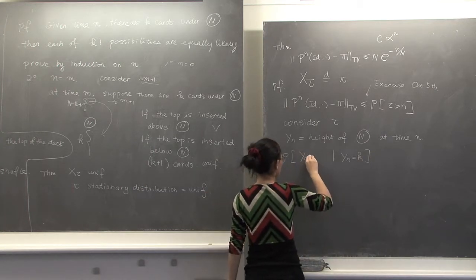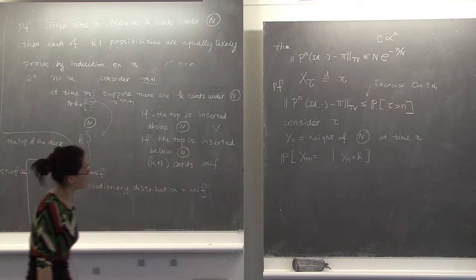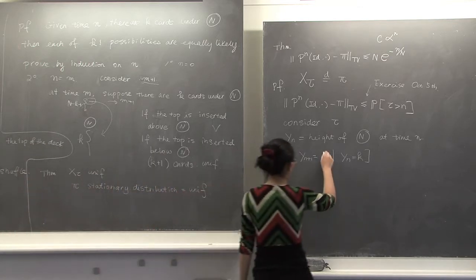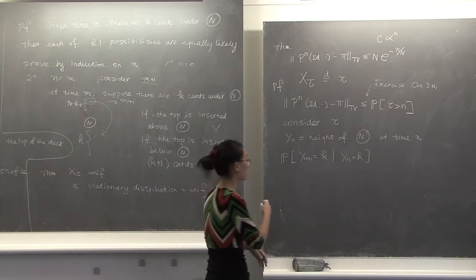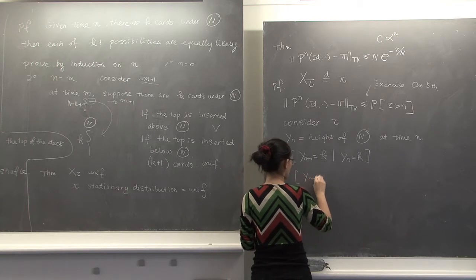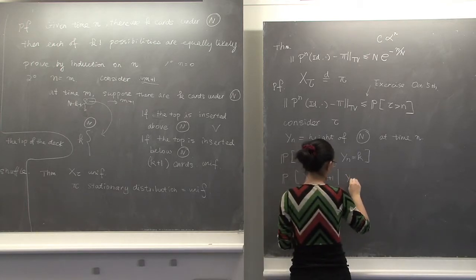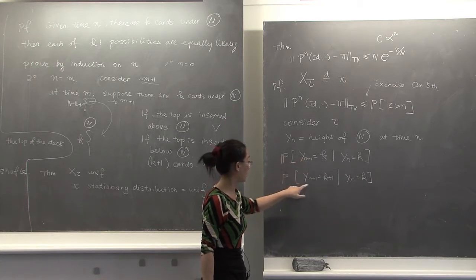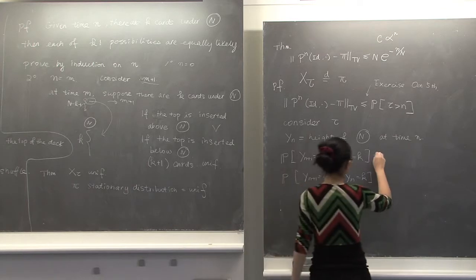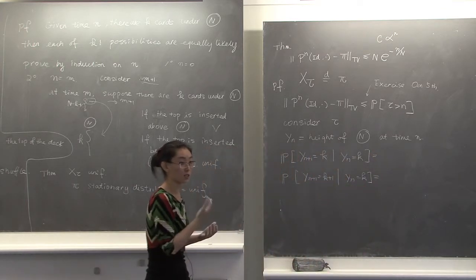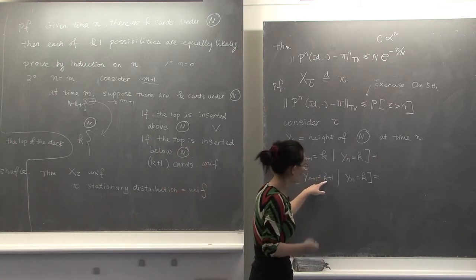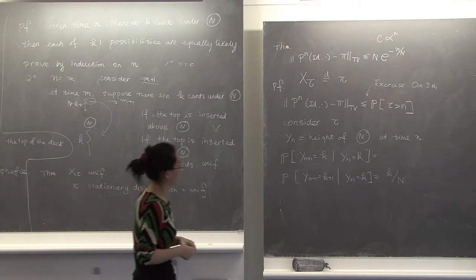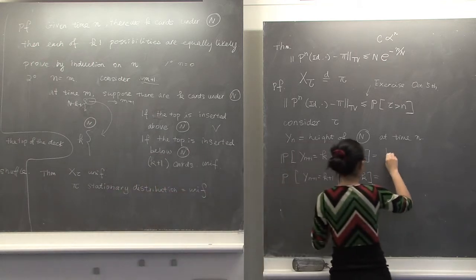Suppose at time n, there are k cards under the original bottom card. Then what happens in the next step? There are two possibilities. Either we insert the top card above the original bottom card, or we insert the top card below the original bottom card. And this corresponds to the height of the next time being k, or the height increasing by 1. Because when we insert the top card into the deck, we insert it uniformly, for this case, we insert it above the original card, and the probability is k over big N. So in fact, it's k plus 1 over big N. And for this case, it is 1 minus k over N.